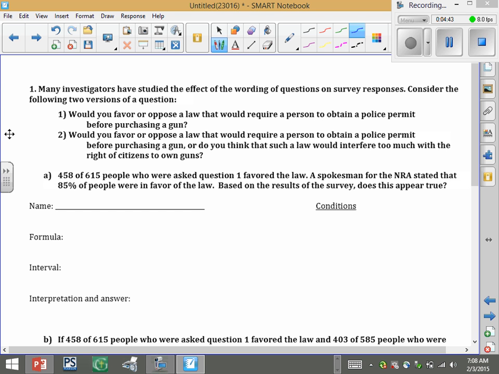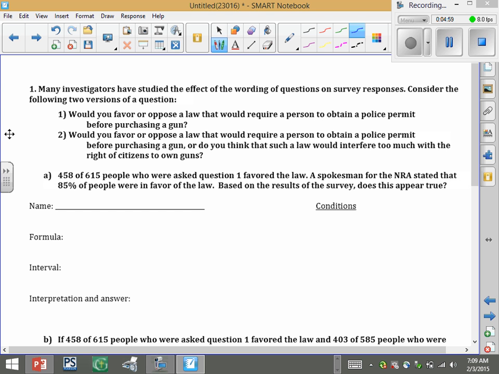So 458 out of 615 people that were asked question 1 favor the law. A spokesman for the NRA stated that 85% of people were in favor of the law. Based on these results, does this appear true? Well, what kind of interval could we run here?